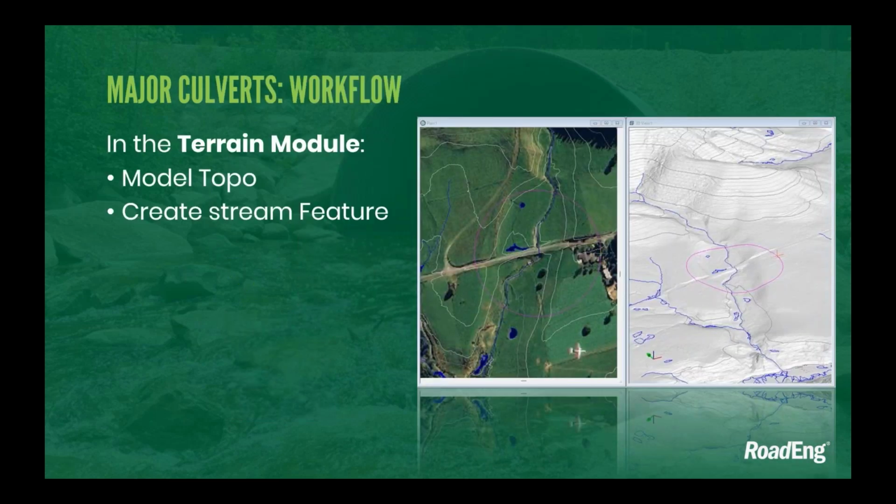So with that, let's talk about the workflow for major culverts, because unlike minor, they are a little bit more complicated. So we're not using the culvert editor panel with a quick click. We're doing a few more steps. So major culverts, the workflow starts off in the terrain module where we're going to model our topo. We're then going to create a stream feature. We'll show you how to do that.